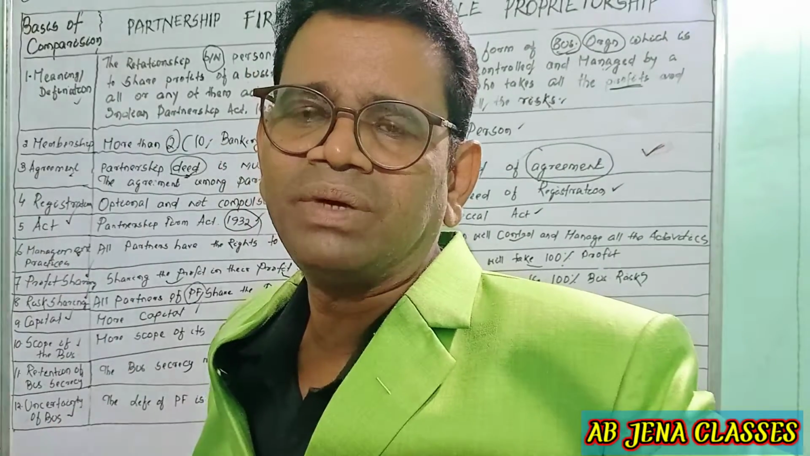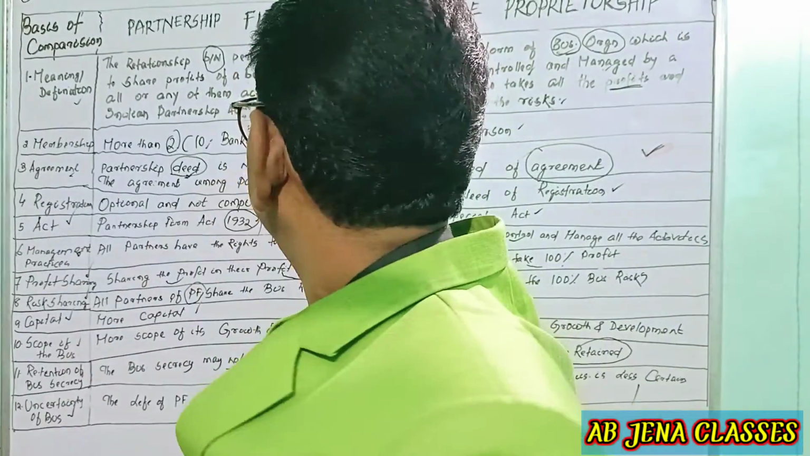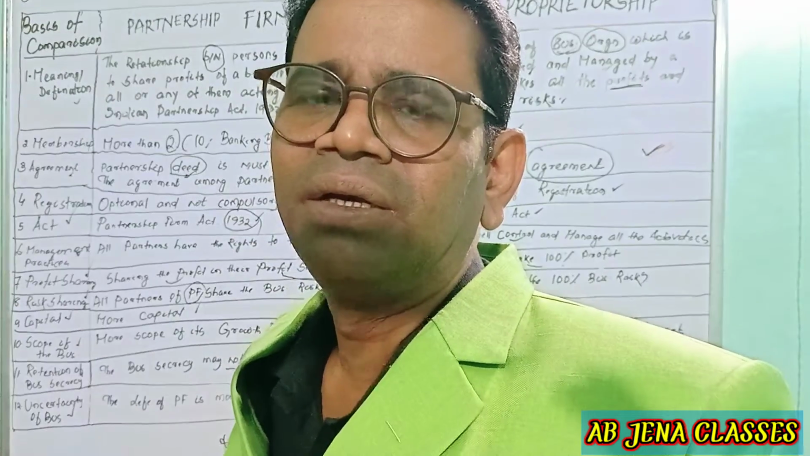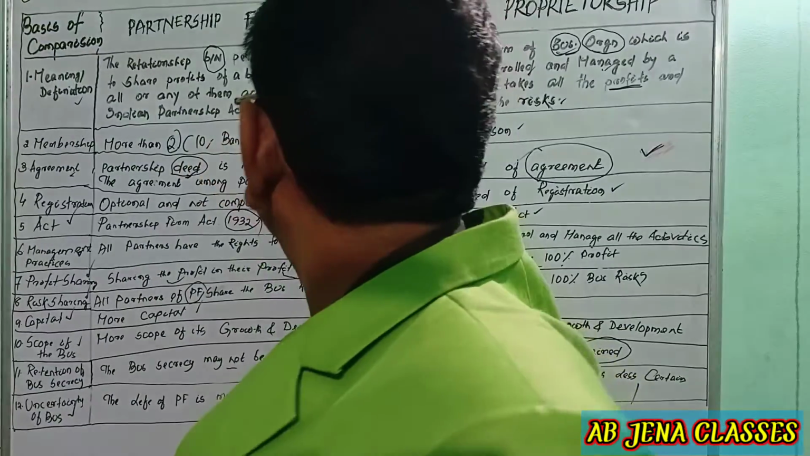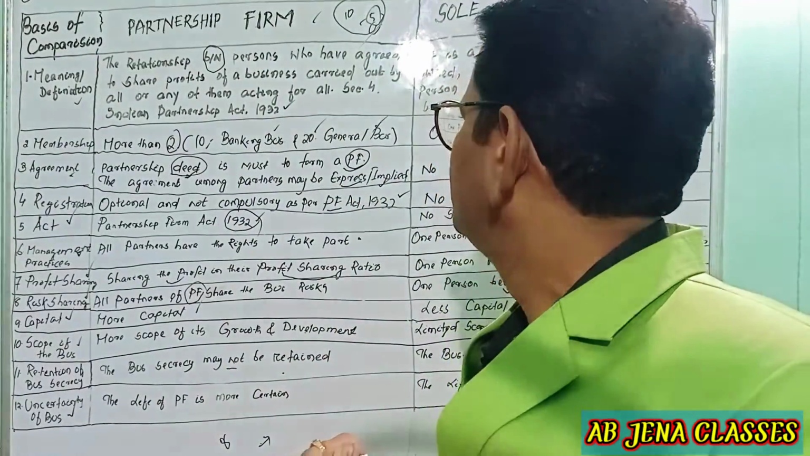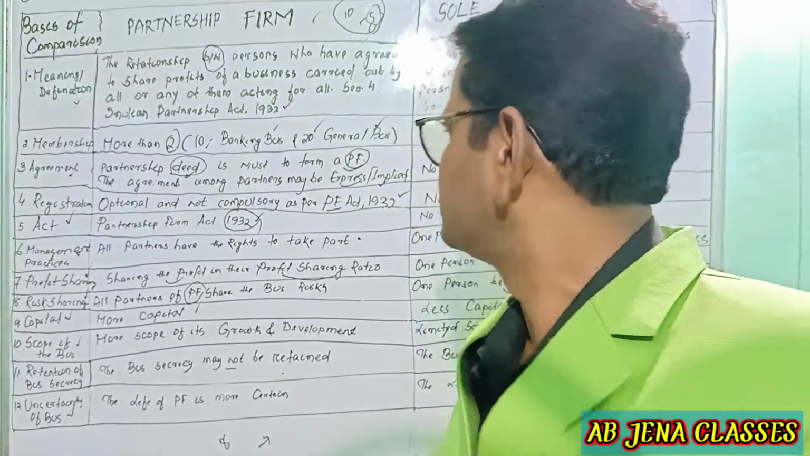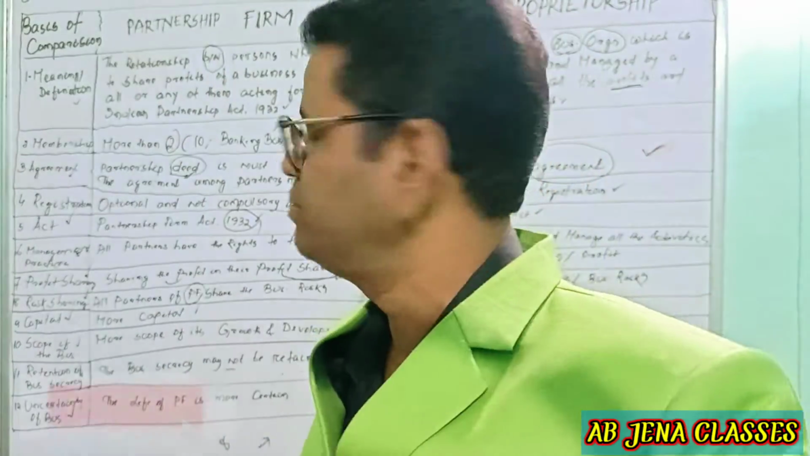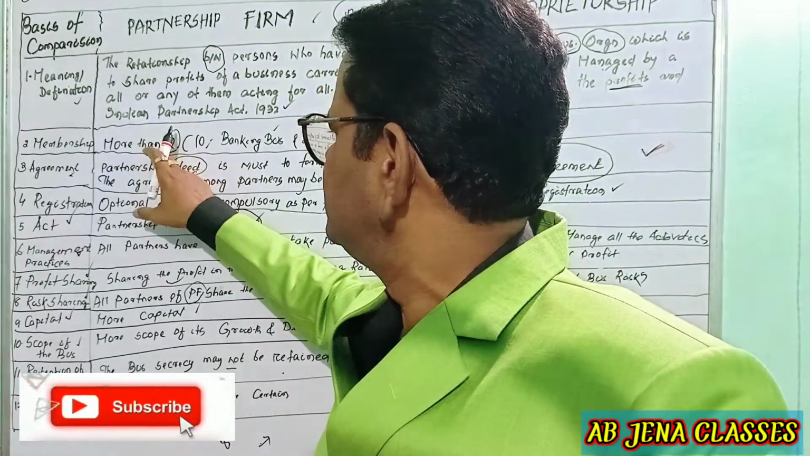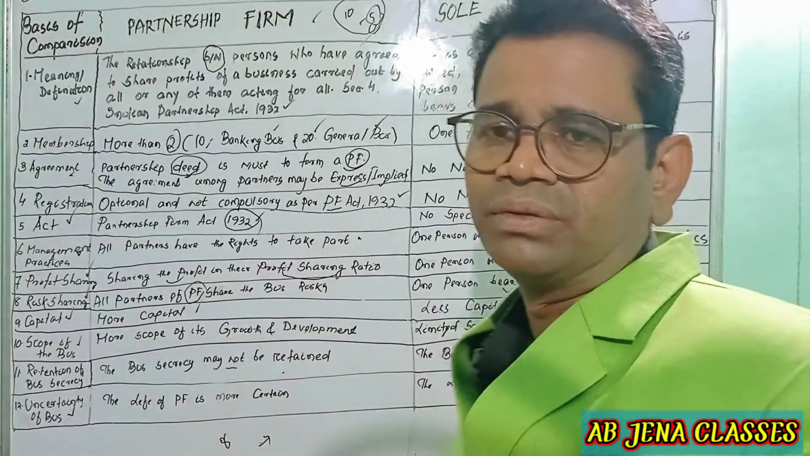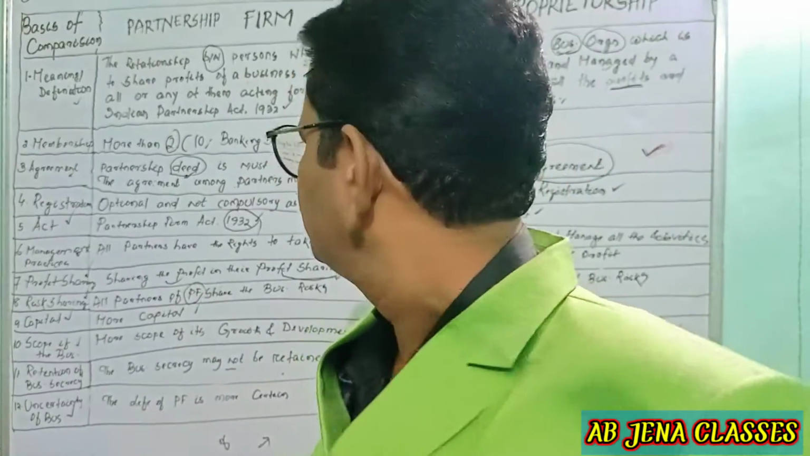To start the partnership firm, the minimum number of members is 2, whereas in the case of banking and insurance business there are maximum 10 partners, and in the case of general business there are maximum 20 persons. So, dear friends, to start the partnership firm a minimum of 2 persons is required, whereas in the case of a sole proprietorship, only 1 person.